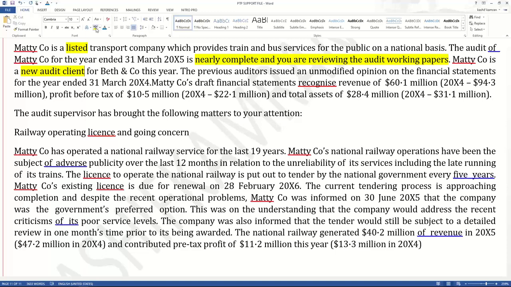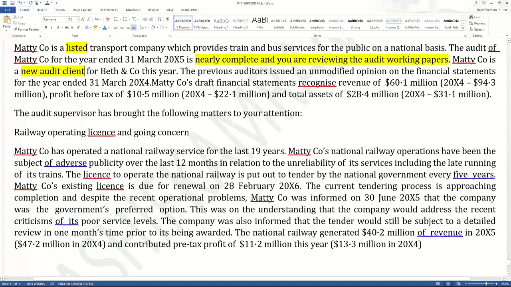It's a listed company. That's important. It's a new audit client. I might need to use it somewhere when I'm answering my question. And we are standing at a completion stage of the audit. The previous auditor issued an unmodified opinion on the financial statement. So the previous auditor issued an unmodified opinion. Let's see which opinion I will be issuing, because this time I am performing the audit.